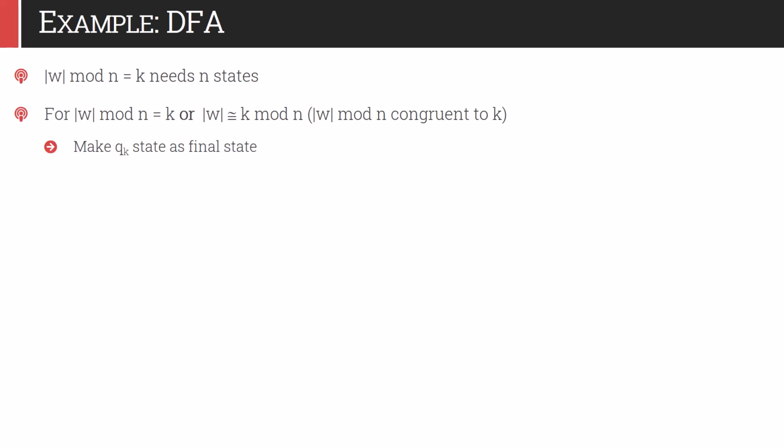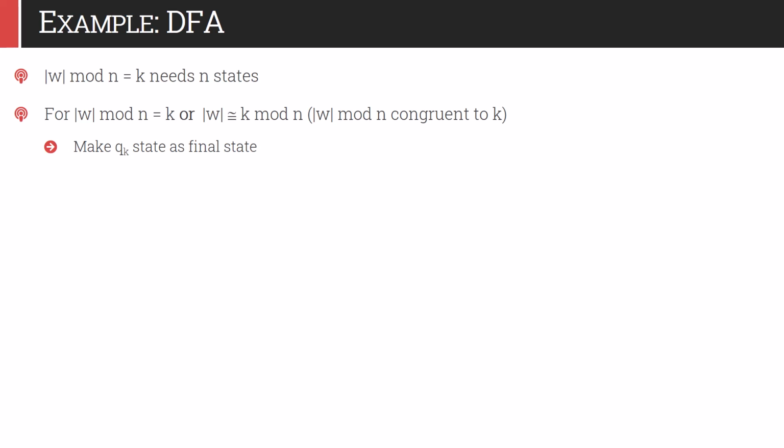Another observation: we can also write the string length mod n is equal to k, or we can say w mod n congruent to k. So we represent it in this way. Both representations are the same. If we write w mod n is equal to k, or w mod n congruent to k, they have the same meaning. And in this case, we have to make the qk state a final state. So two things are fixed. Whenever we have to design a DFA for length mod n is equal to k, it will take n states, and the kth state we have to make a final state.